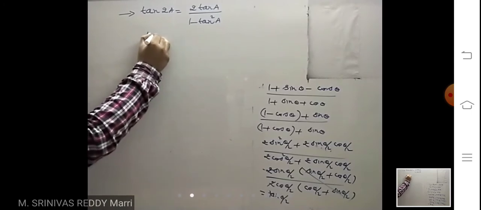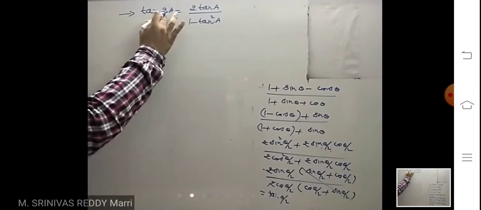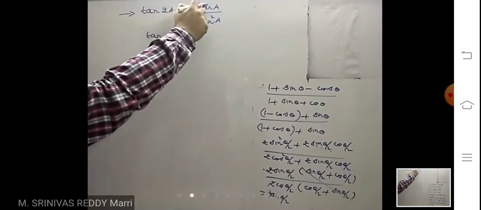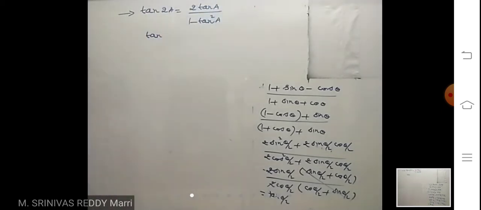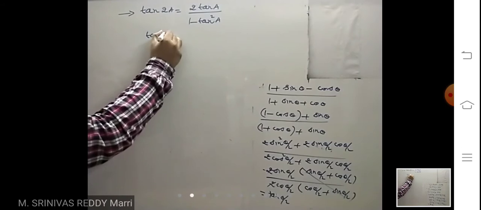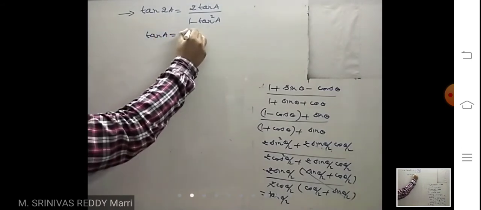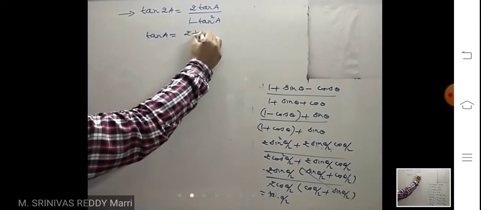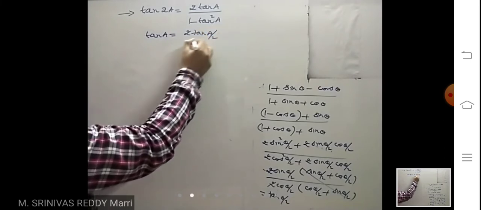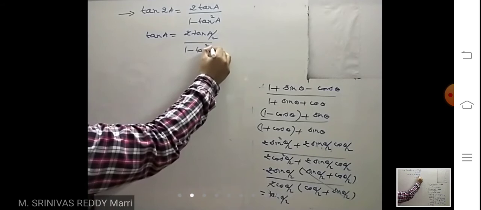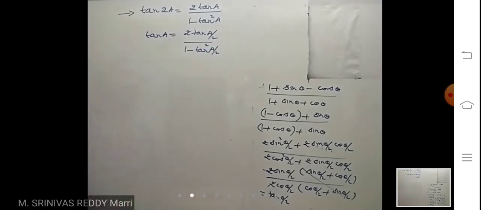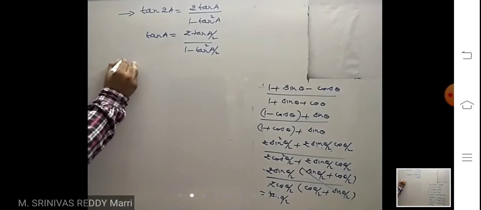Similarly, this is tan 2a, only one rule: 2 tan by 1 minus tan square, and 2a is there, so half the angle you will write. Suppose let us say tan a, you will get 2 tan a by 2 divided by 1 minus tan square a by 2. So this is the only one rule.